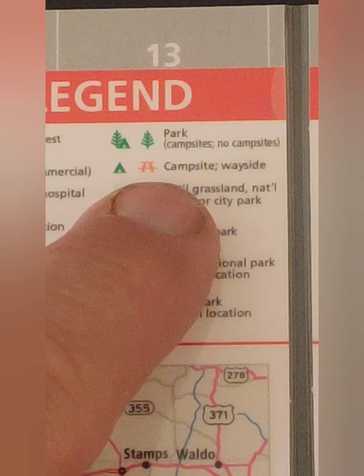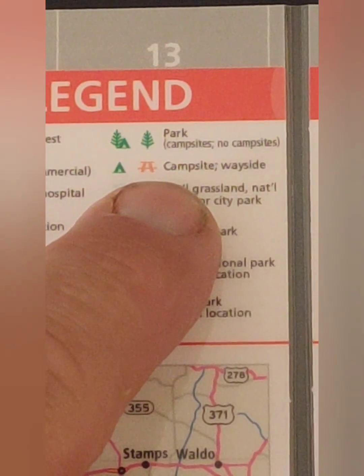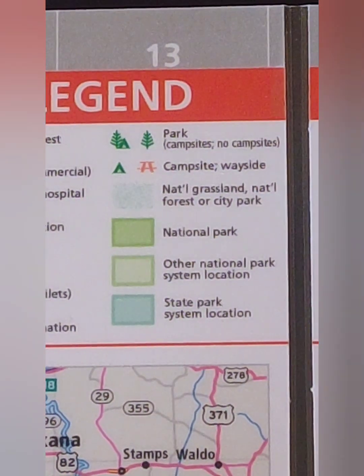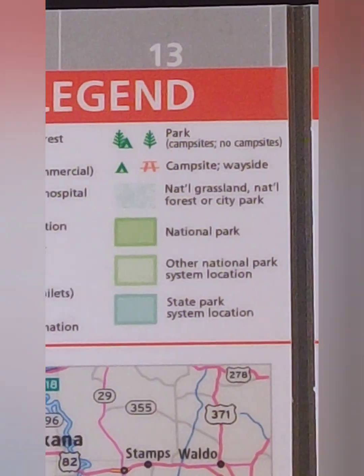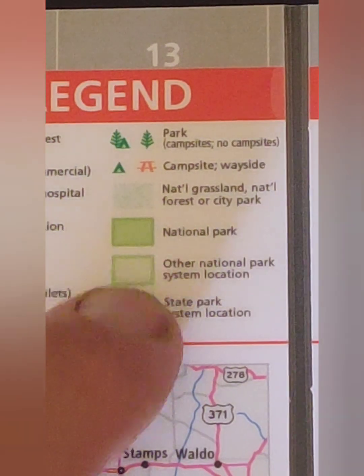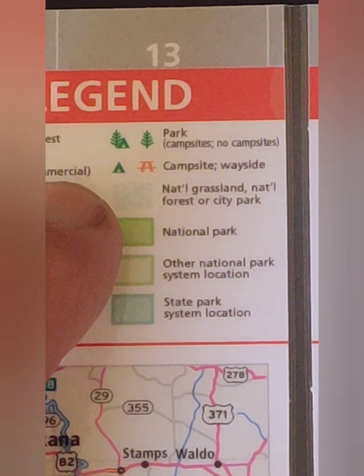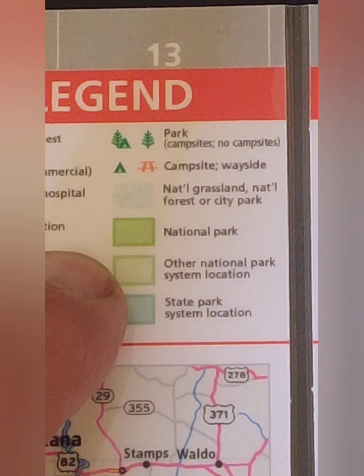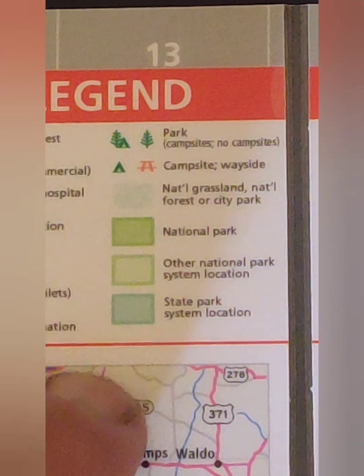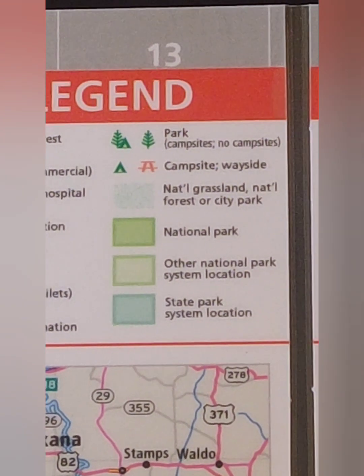And then these here, those are usually along the roadways. That's pretty much just like a picnic park, you know, park bench where you can pull off to the side of the road and you can get yourself a lunch. And then your different colors are your different types of parks. National Forest or City Park, National Park, other National Park or State Park. Those ones there, if you're looking on the map, they all kind of blend together.